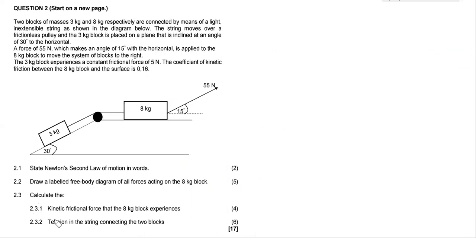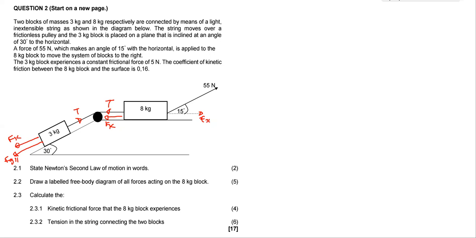Now we are asked to calculate the tension in the string, the tension in the string connecting the two blocks. So we are looking for the tension now. Let's put those forces again. So we've got tension here, we've got tension, and what we also have here is our Fk. And again here we have got Fg parallel, and what we also have here is our Fk. Then here we have got our Fx. So these are the four that we're going to be dealing with here.